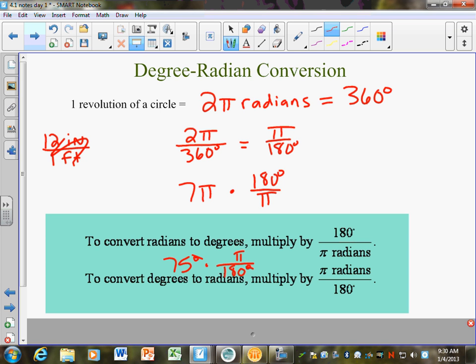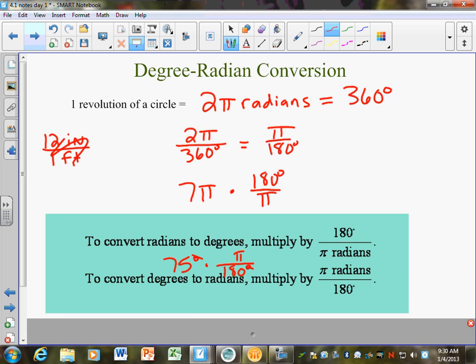So again, I feel like I put this here because it was in the book, but I don't feel like you need to memorize which one do I use which time, because it's really easy to tell. You just match it up and say, what do I need to cancel out? And it's really easy with the pi's because you want your pi's to cancel out. Okay?